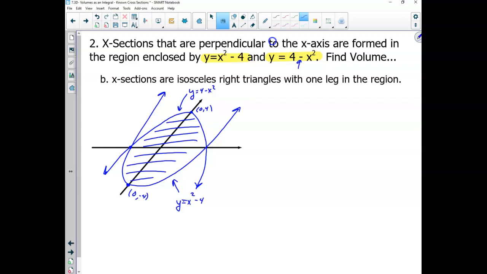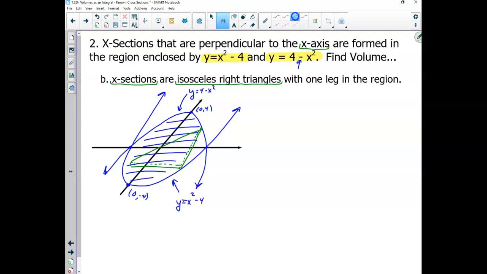And remember, we're symmetrical here, so we have options on how we're going to do this. So there's our area region, and we are looking for our cross sections, our isosceles right triangles, perpendicular to the x-axis with one leg in the region. So that means here is a leg. And that leg is going to be here. And if it's a right isosceles triangle, it's going to kind of come up like this.